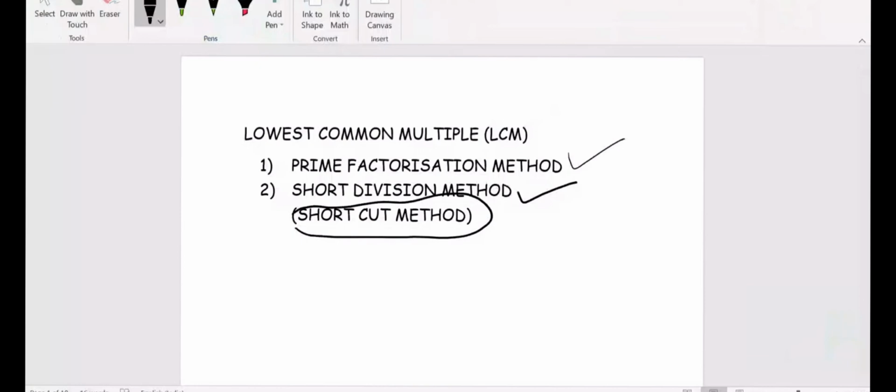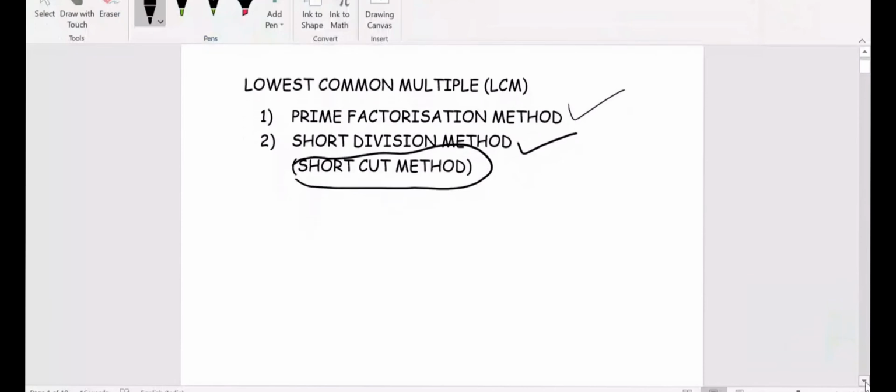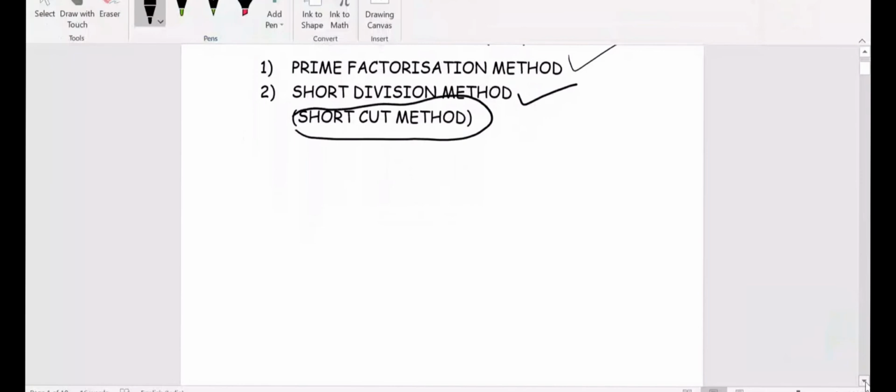If a question specifically asks to find the LCM using the prime factorization method, we cannot go for the short division method, or we won't get the marks. We have to follow the first method, prime factorization. So today in part 1 of LCM, I'll be teaching you the prime factorization method. Now I will be writing two examples for this and the method to find the LCM.